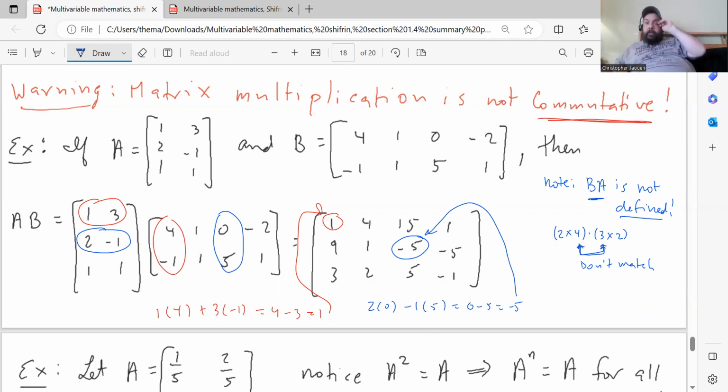So 4 and 3. In order for the matrix product to exist or to be defined, these two dimensions have to be the same. Right? The number of rows of the matrix on the left has to be equal to the number of columns on the right, or sorry, did I say that backwards? The number of columns of the matrix on the left has to be equal to the number of rows on the right. Sorry, that's the correct statement. Okay.